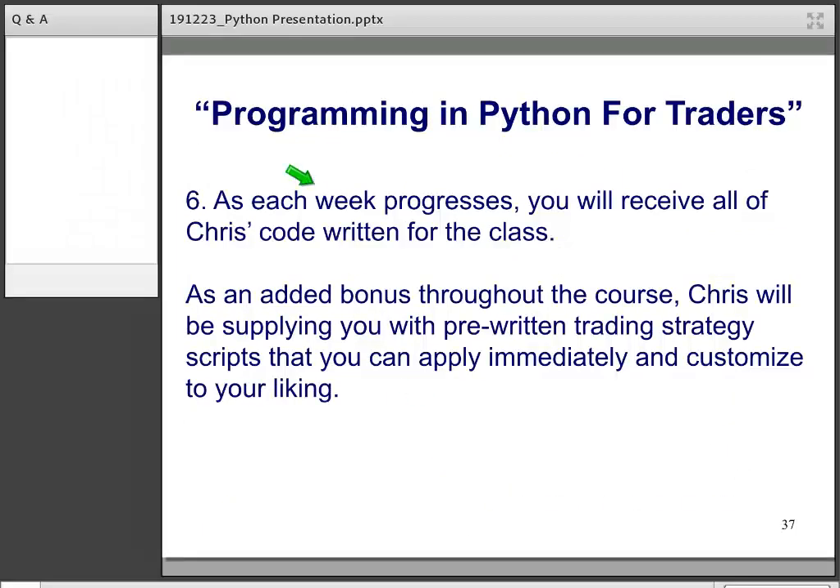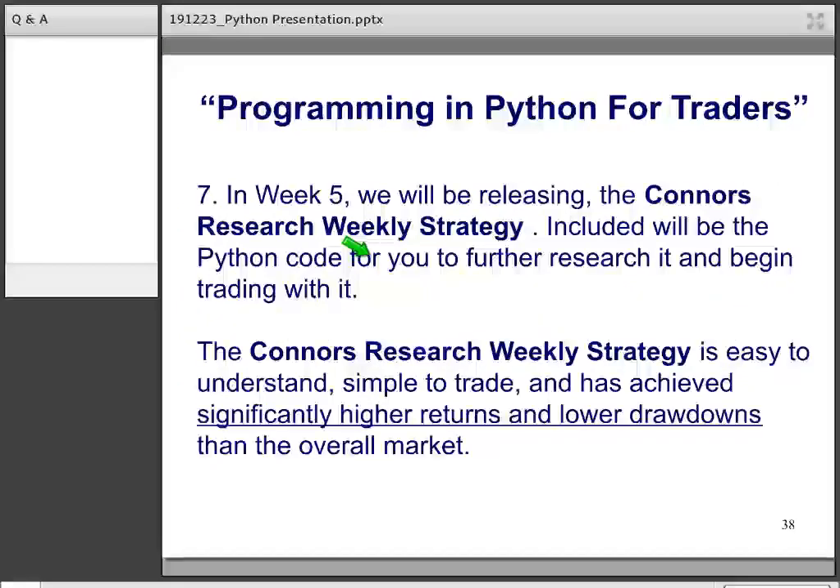As each week progresses, you're going to receive all of Chris's code. Chris is going to write this code throughout the class. You'll be able to get his code. And as a bonus throughout the course, Chris will be supplying you with pre-written trading strategy scripts. So you can take a number of trading strategies, he's going to write those trading strategies for you, and you can immediately apply them, and you can also customize them to your liking.